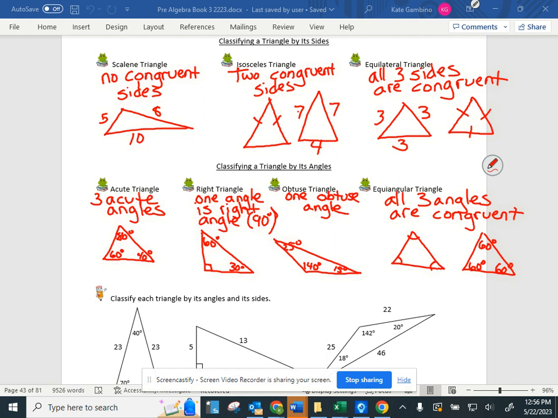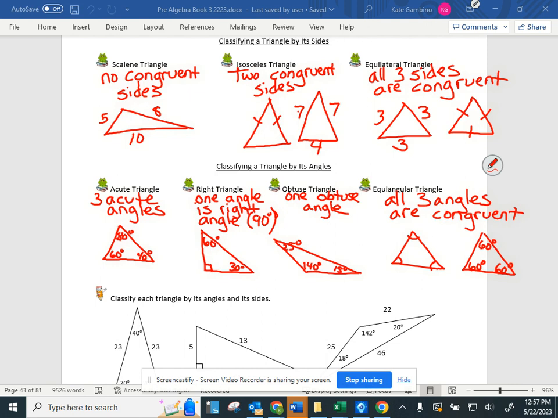So classifying a triangle by its sides, there are only three that we look at their side lengths: the scalene, the isosceles, and the equilateral. Those all three have sides in their definitions. Then classifying by angles, all four of those have angles in their definitions. So you know those are classifying by the angles. An acute triangle has three acute angles. A right triangle has one right angle. An obtuse triangle has one obtuse angle. And an equiangular triangle has all three angles congruent.